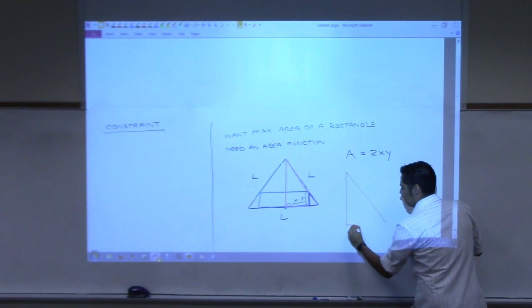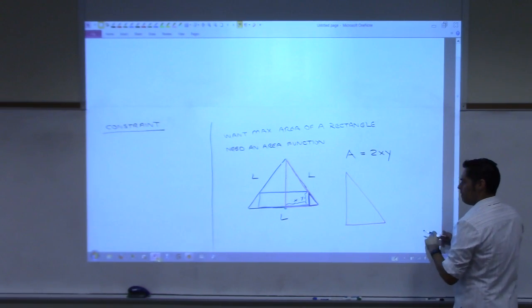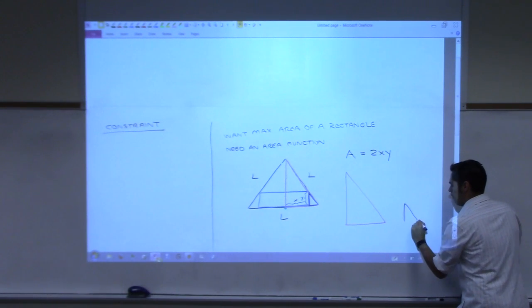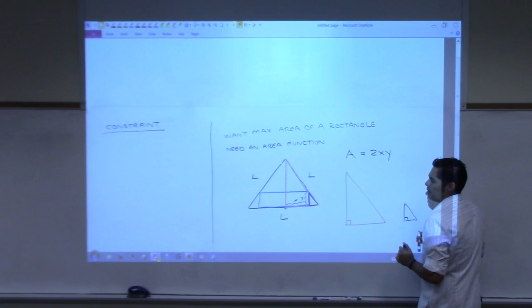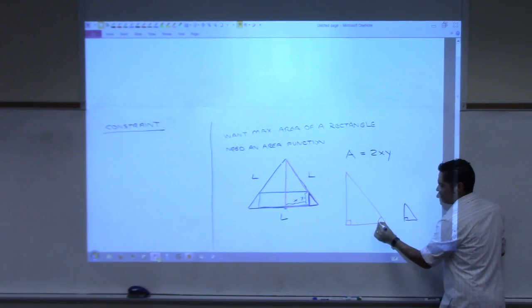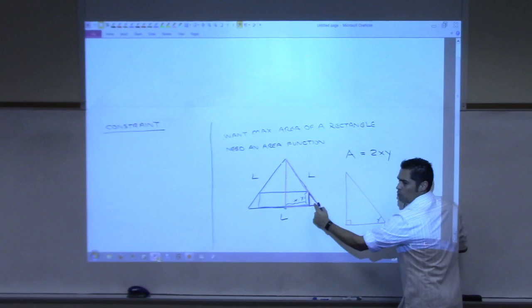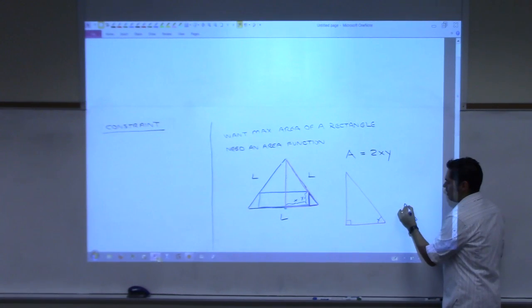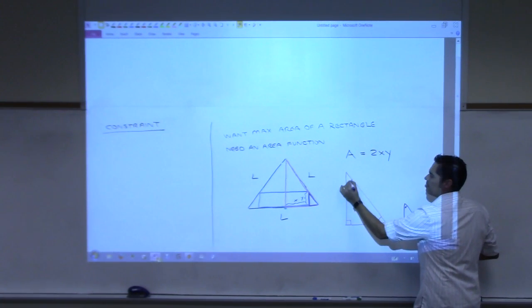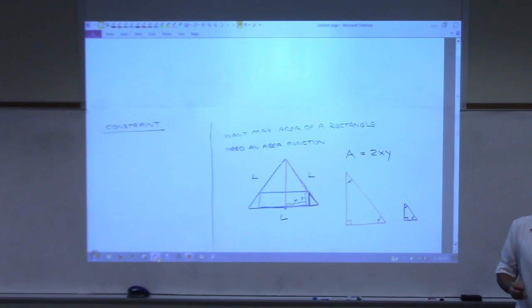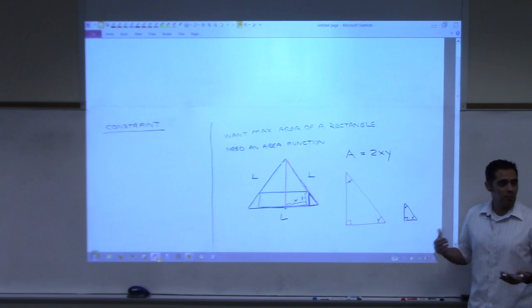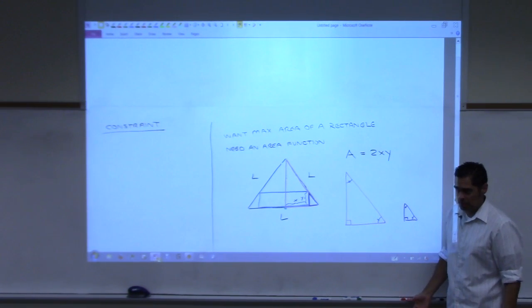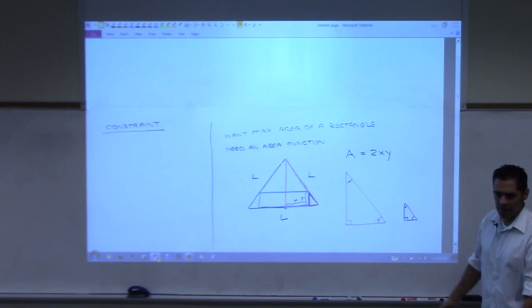Okay, so if we look at that big triangle, they both have a right angle here, right? And they both have this angle, which is the same, since they share that corner. And that means that this angle and this angle have to be the same. If all of your angles are the same inside two triangles, that doesn't mean they're the same triangle. It just means that they're similar, which means that the ratio of corresponding sides are equal.